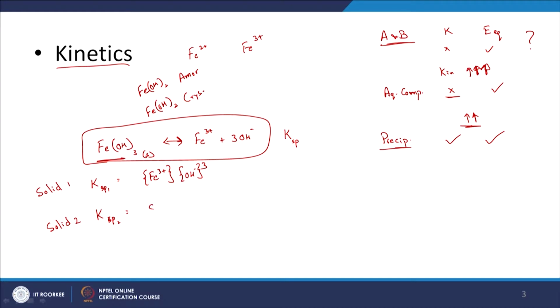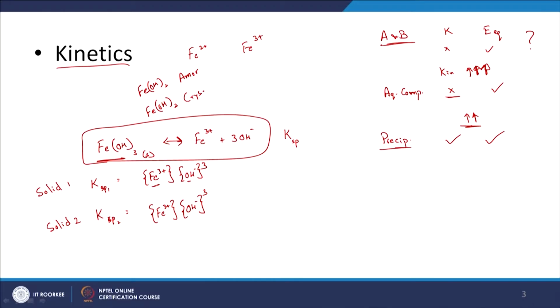And in the second case, Fe3+ and again OH- cubed, divided by the activity of the relevant solid Fe(OH)3, but again, as we know, the activity of the pure solid is 1, the reference state.